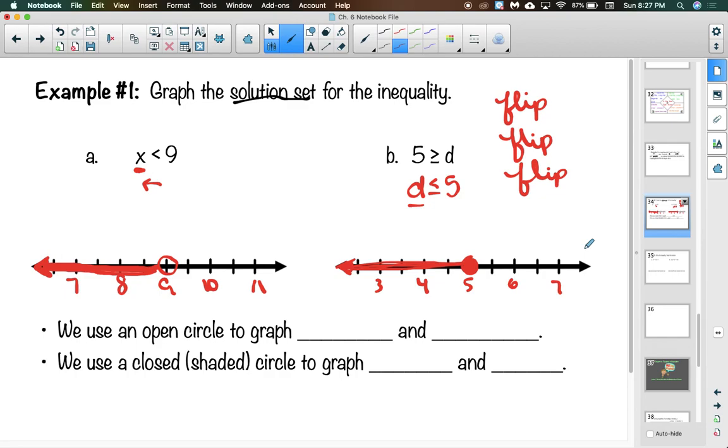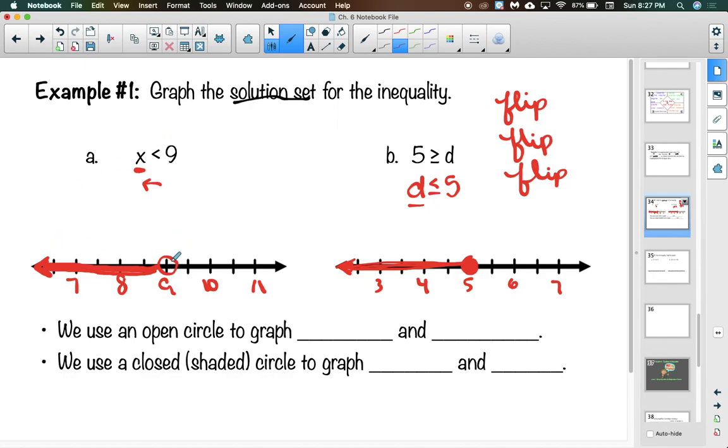Remember to do the flip, flip, flip to get the variable on the correct side. If the variable comes first, then we can use the direction of the arrow to help us shade. That will come in handy with negatives because sometimes negatives are a little bit tougher to shade for some reason.